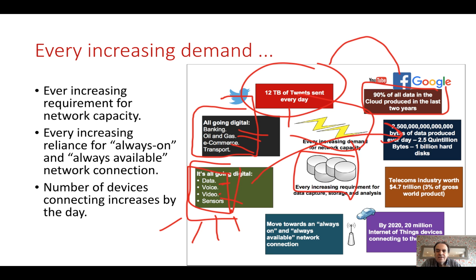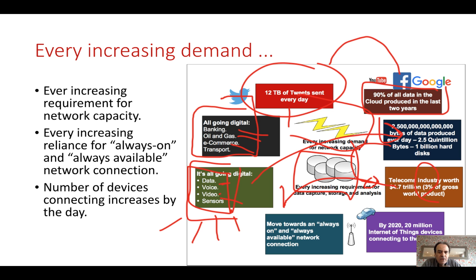The amount of data that we create every day is increasing massively. So roughly 2.5 quintillion bytes are produced every single day. That's about 1 billion hard disks. The telecoms industry too is worth about 3% of the gross world product, about $4.7 trillion. And we become more and more dependent upon the infrastructure that it actually creates.